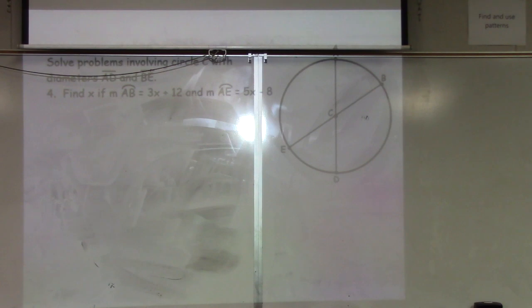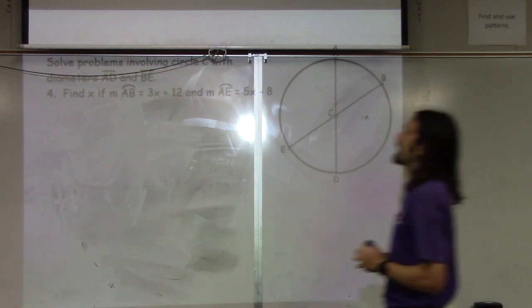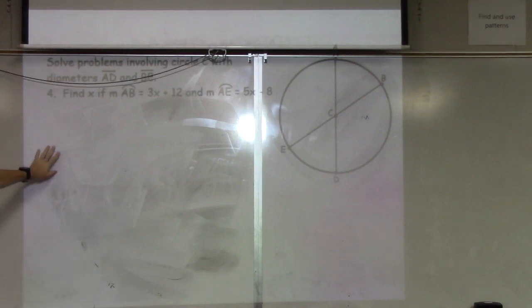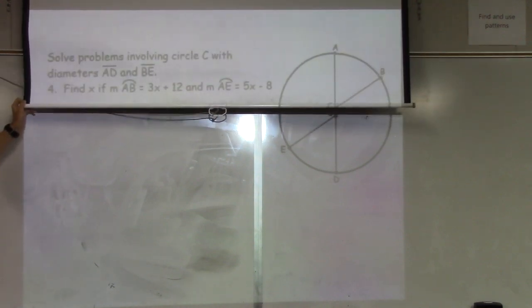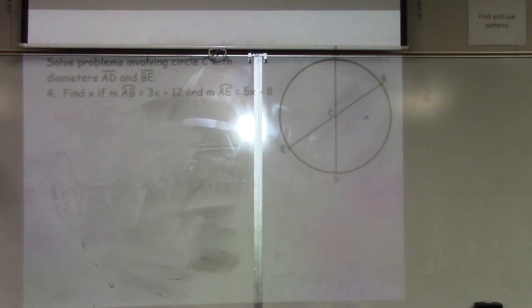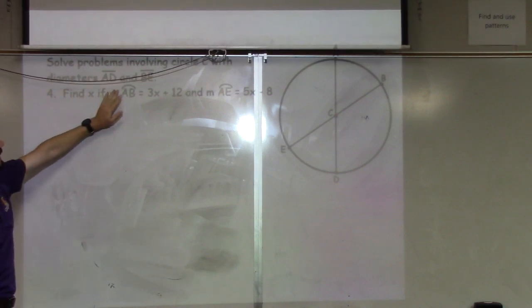This problem right here, I don't know where I'm at on time. I'm going to go for it. So again, take a moment. You've got your pieces. AB equals 3x plus 12. AE equals 5x minus 8, I think. Yes, minus 8. Solve problems involving a circle with diameters AD and BE. So let's put this together. We know, find x given the situation.